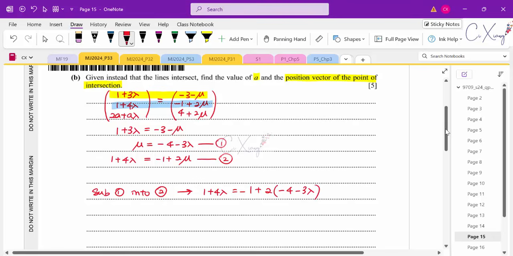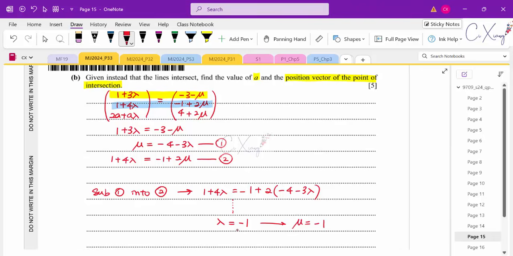Okay, so if you continue to solve it slowly, by right, your answer should be lambda equals to negative 1. Substitute it back into the first equation, and at the same time you'll get mu equals to negative 1. Since the lines intersect with each other, the equation will be correct if you substitute these two values into the third equation. It will be the same.